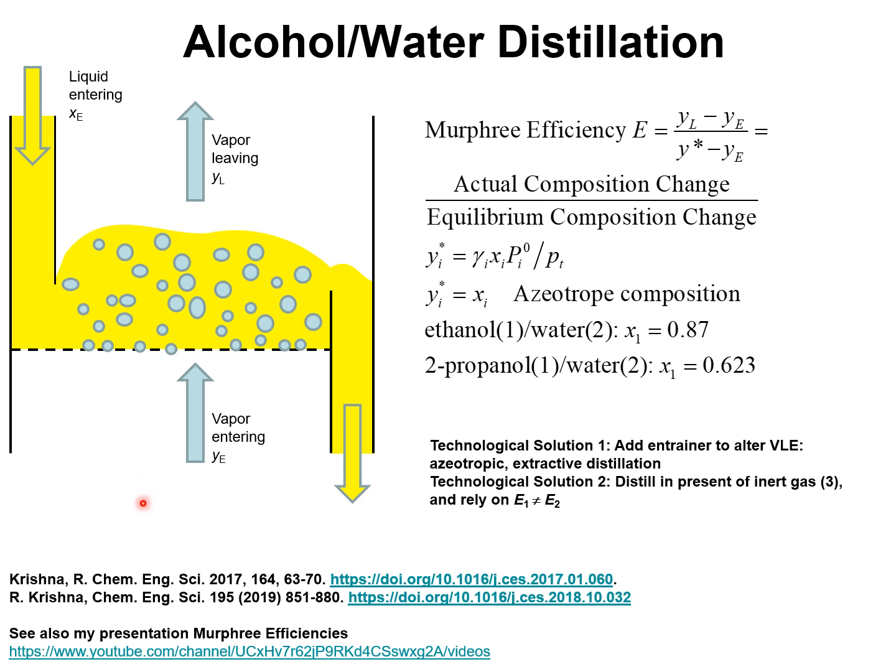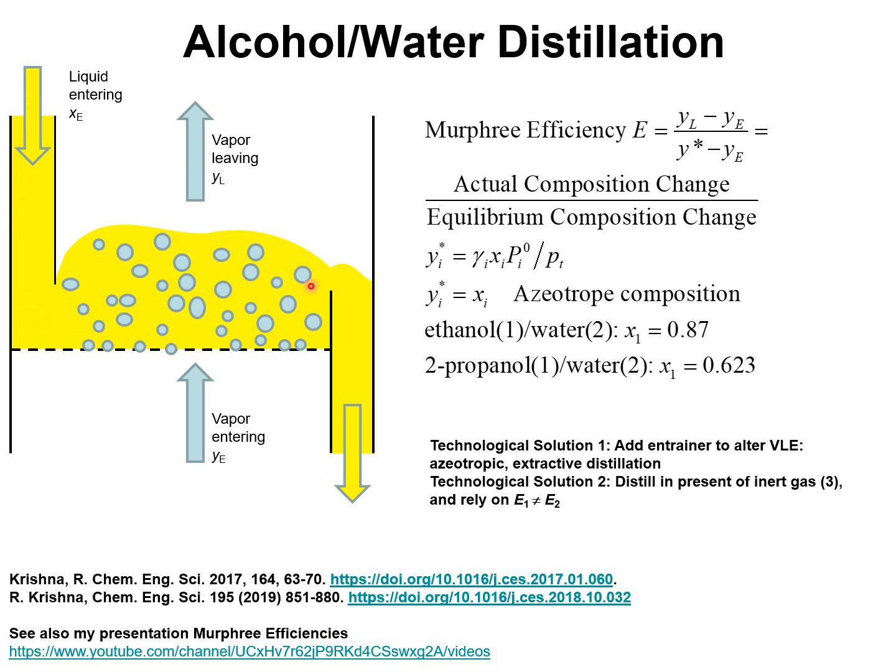The distillation of alcohol-water mixtures to produce purified alcohol is an industrially important operation that is normally carried out in distillation columns. Here is a schematic of a distillation tray for separation of alcohol-water mixtures.